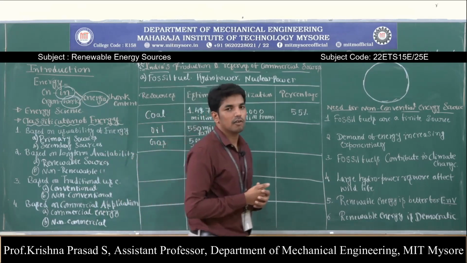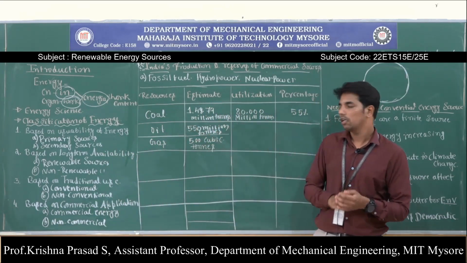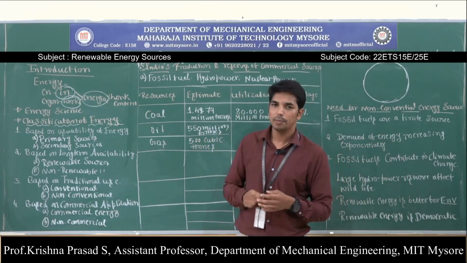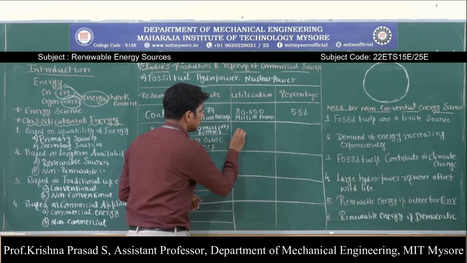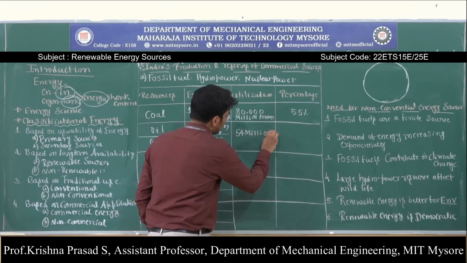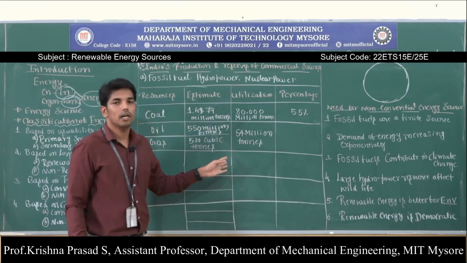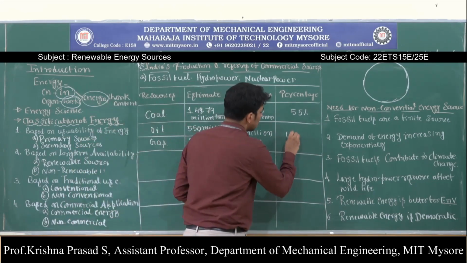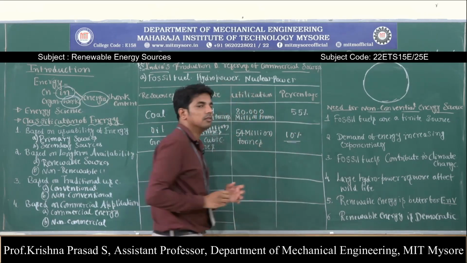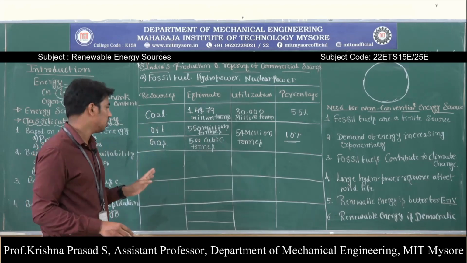So the total recoverable reserves available in India are 550 million tons for oil and 500 cubic tons for gas, but the utilization is only around 54 million tons. This is only around 10% of the total potential. So that is regarding oil as well as natural gas.